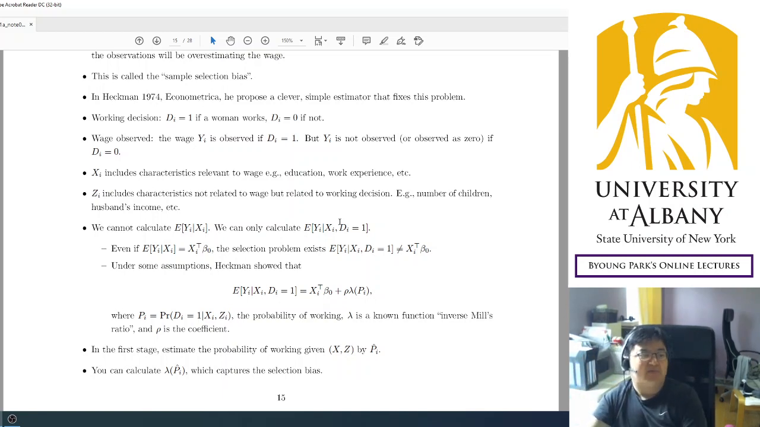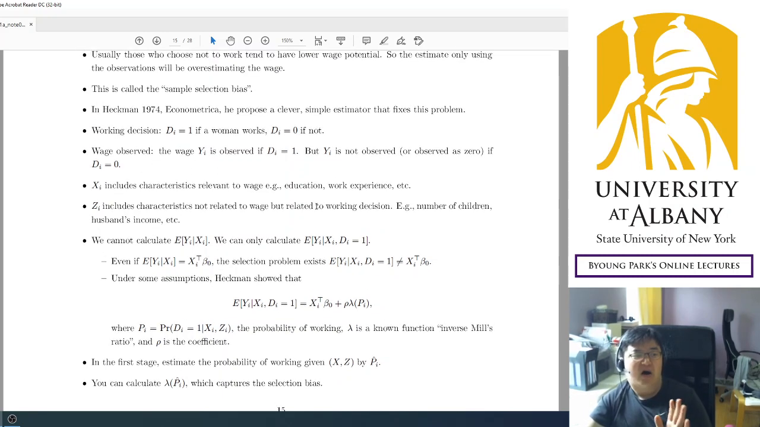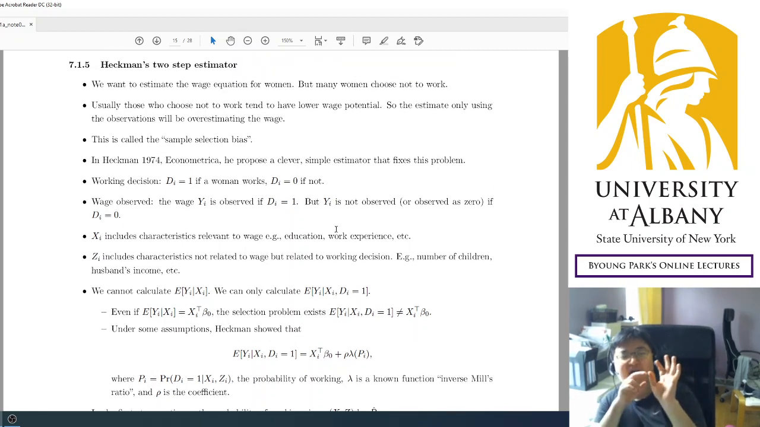So Heckman suggested using the probability in the regression, and he proved that considering the probability in the regression can fix the bias caused by the selection problem. So anyhow, as I described, it goes in two steps.